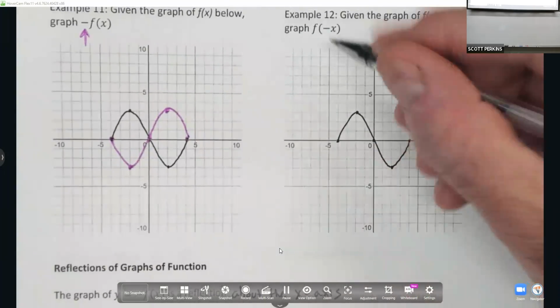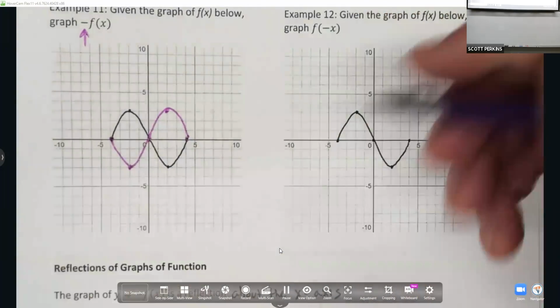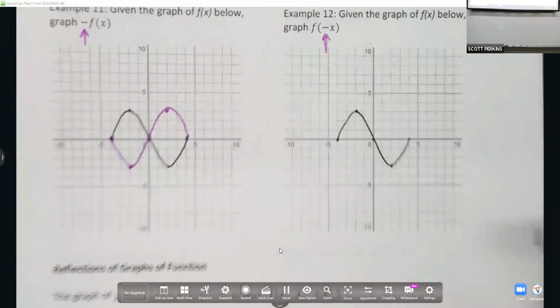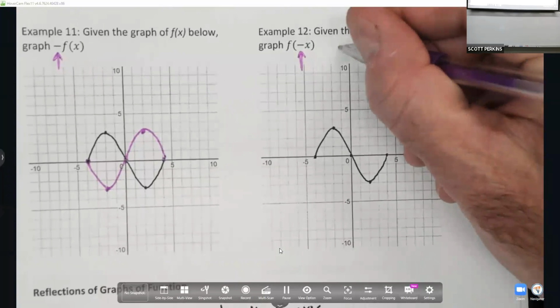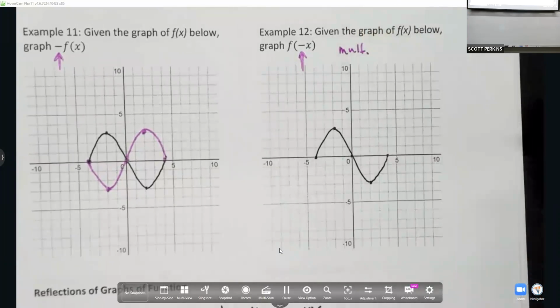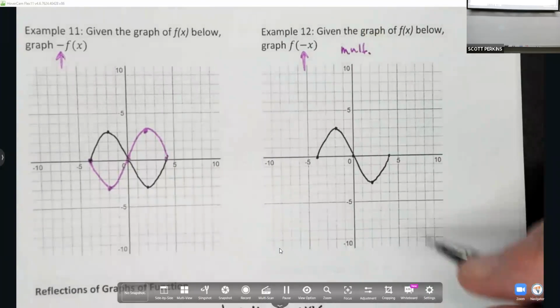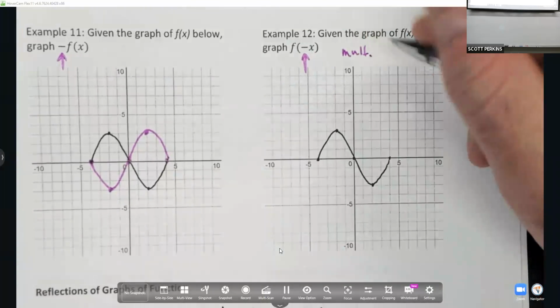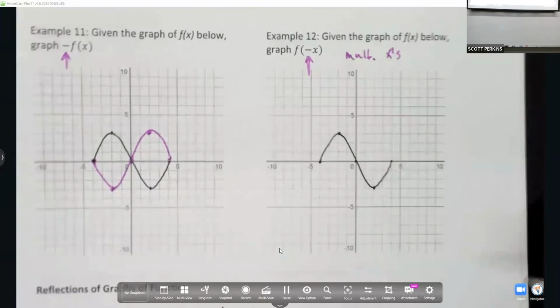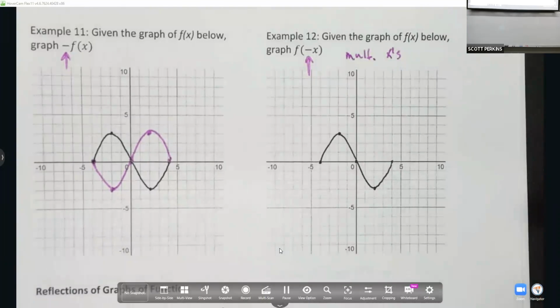But now, when the negative is inside on the x, well, again, I'm just going to show you the way we've been doing it. We're not doing anything different than we were before. We're going to multiply the x's by, what's the reciprocal of -1?